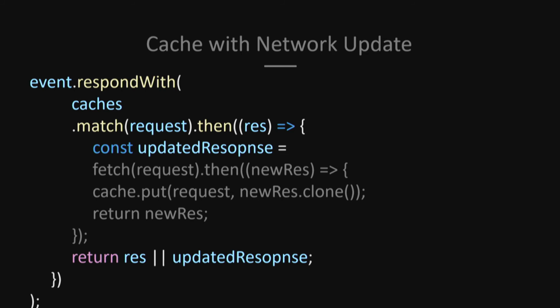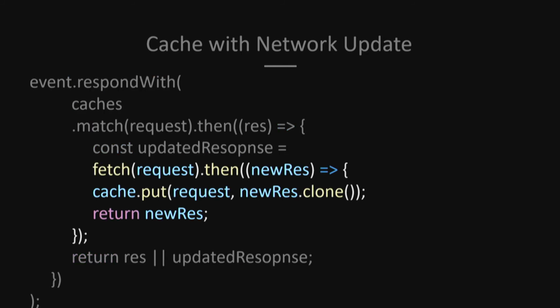Cache with network update. You can go to cache and check the request. If it's available, that's fine, but at the same time you can go ahead and fetch the data and update your cache first, and then respond.